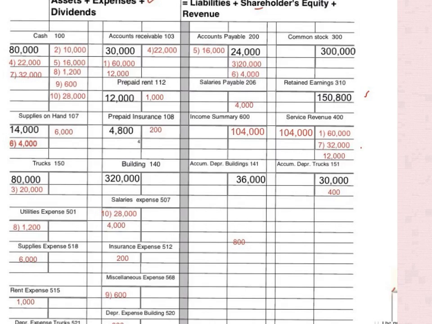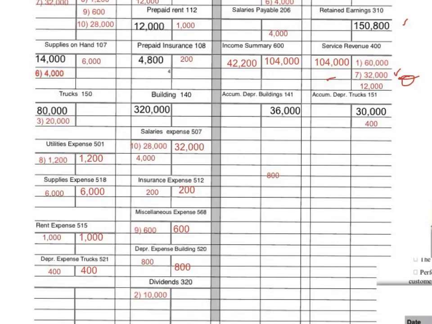So now in my general ledger, I then post the first one. That was a debit to service revenue and a credit to income summary. Well, you'll see now that service revenue has $104,000 on the debit side, $104,000 on the credit side, so it has a zero balance. Now for the expenses. Each one of those expenses will be credited: utility expense, supplies expense, rent expense, depreciation, salaries expense, and so on, and the debit is to income summary.